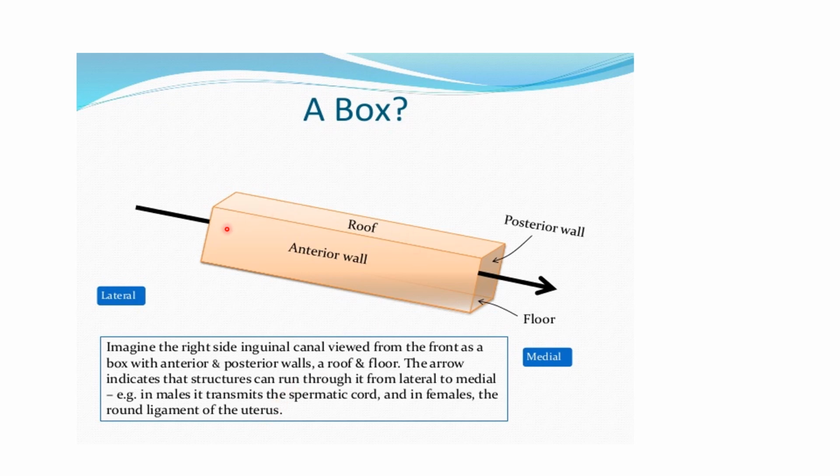So I have taken this right-sided inguinal canal and converted it into the shape of a box. It has four sides. This is the roof of the inguinal canal. This is the anterior wall, this is the posterior wall you are seeing behind, and this is the floor underneath. And the direction of the arrows shows how the structures are transmitted through this canal. In males it is the spermatic cord, and in females it is the round ligament of the uterus.